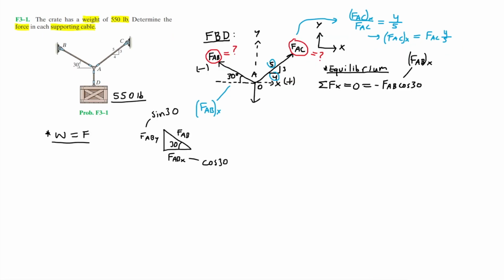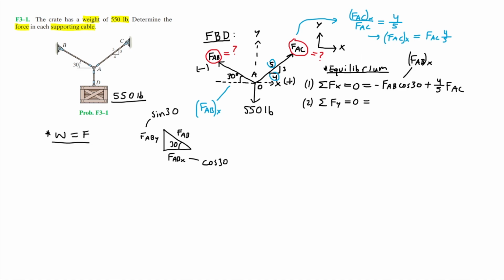Now I'm going to simplify this W equals mg to simply 550 pounds. Back to the equation, we're going to add the FAC x component, which is the 4/5 FAC. That'll be our equation 1. Now for equation 2, we're going to sum up the forces in the y direction and set it equal to 0. Again, all of this is the actual equilibrium step of the problem.